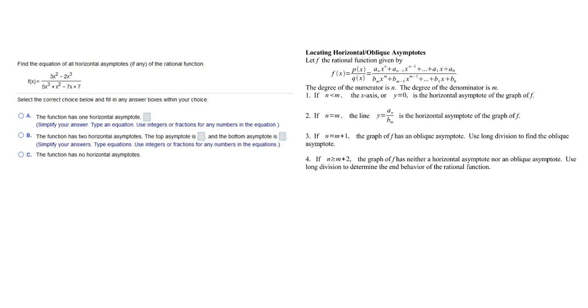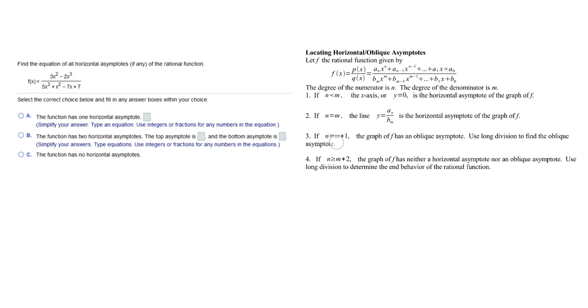So to find horizontal asymptotes, we have some rules that we have to memorize. And those rules are based on comparing n and m. n is the degree of the numerator, and m is the degree of the denominator. So if n is less than m, we have a horizontal asymptote at y equals 0. If n is equal to m, we have a horizontal asymptote that is y equals a sub n over b sub m, and those are the leading coefficients of both the numerator and denominator.